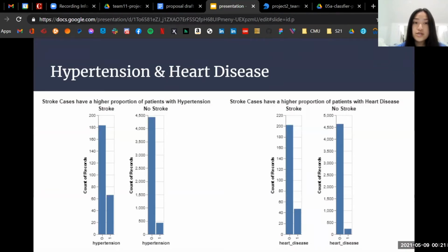So the first two features that we looked at were hypertension and heart disease. According to the US National Library of Medicine, hypertension is the most prevalent risk factor for stroke. In the graph on the left, we can see that the proportion of patients with hypertension is much higher in the stroke cases. And then moving to the graph on the right, we see the second most important risk factor for stroke, which is heart disease.